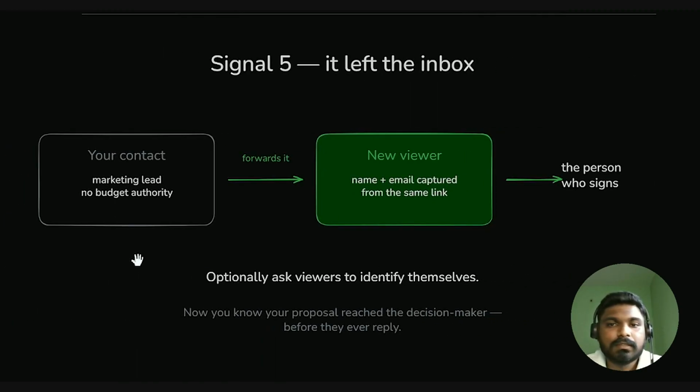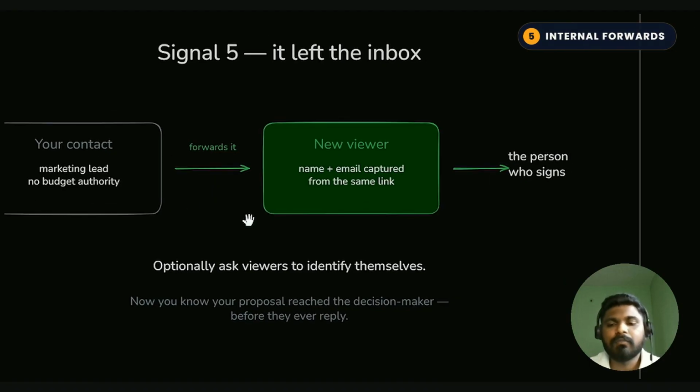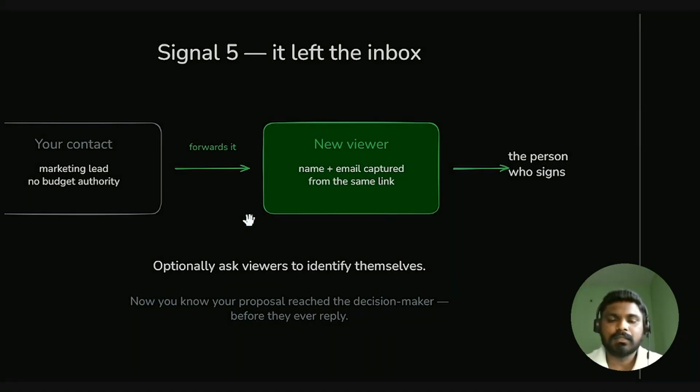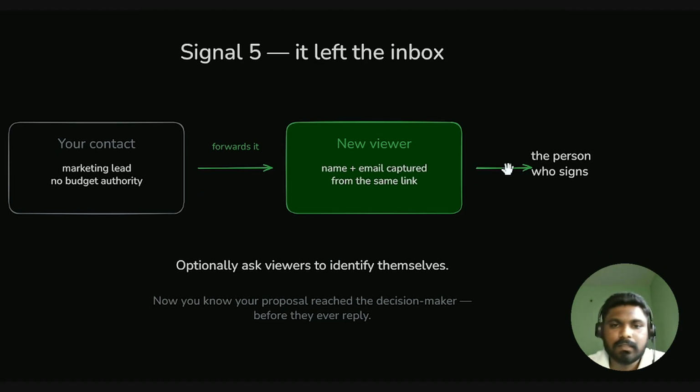And the next part is signal 5, right? The internal forwards, the last signal that we discussed. So I imagine your contact, it could be a marketing lead without any budget authority, and they just forward it to another internal team, and their name and email is captured, and the person who signs it is also captured. So, optionally asking viewers to identify themselves, you at least get to know that, okay, the proposal is still active and it is still circulating within the internal team, right? So that your proposal reached the decision maker before they even reply, right?